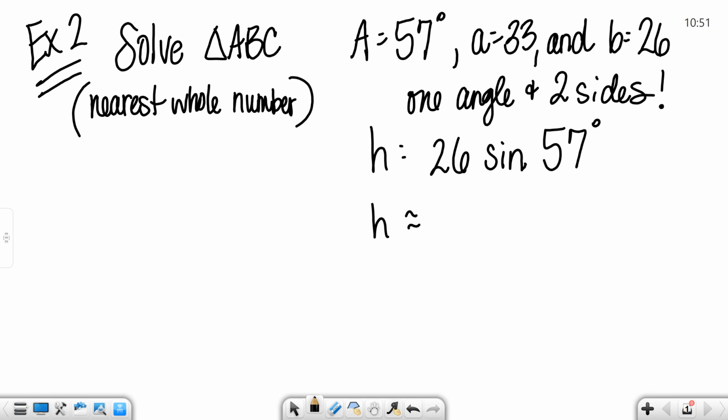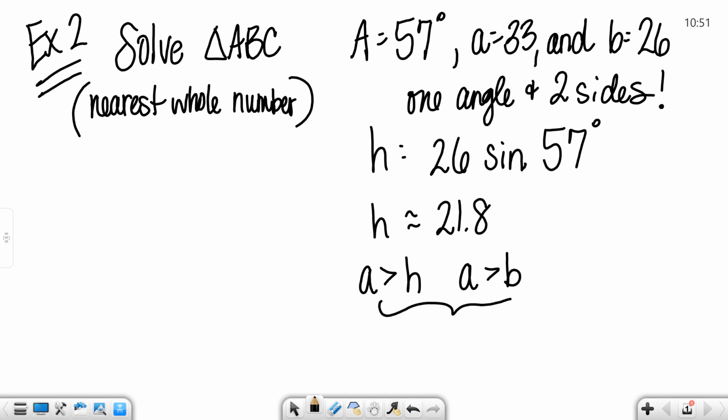So in our calculator, we get 21.8 for the height. Now, what do I know about the value of A? Well, A is greater than h, because A is 33. Now let's look at A and B. A is also greater than B. So using that information, we're going to get one triangle. Wow, this problem is so much easier. There's nothing extra I'm going to have to do, because there's only one option for an answer.